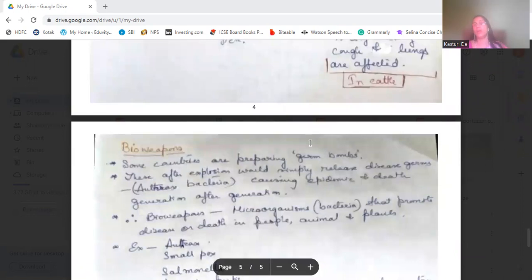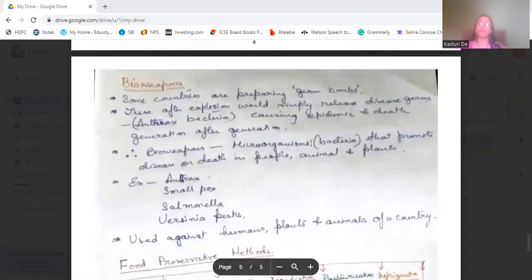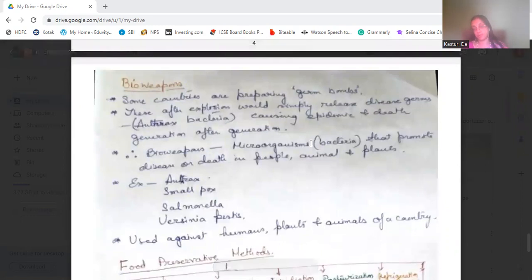Now we come to the fourth harmful effect, that is the bioweapons. So what are bioweapons? These are microorganisms, especially bacteria, which promote disease or death in people, animals, or plants. These bioweapons are also called germ bombs.